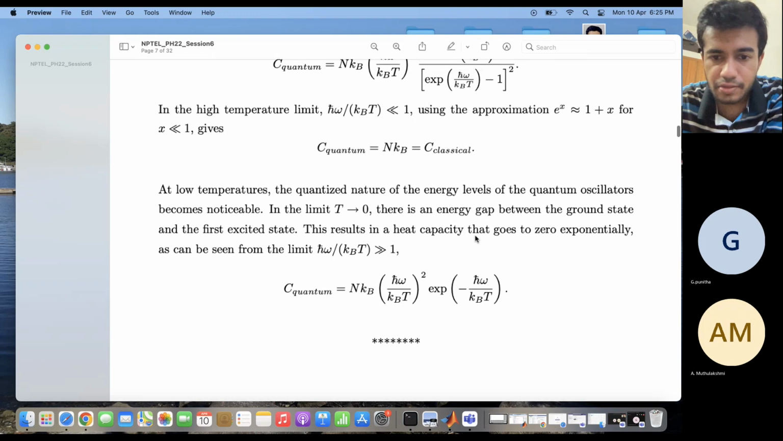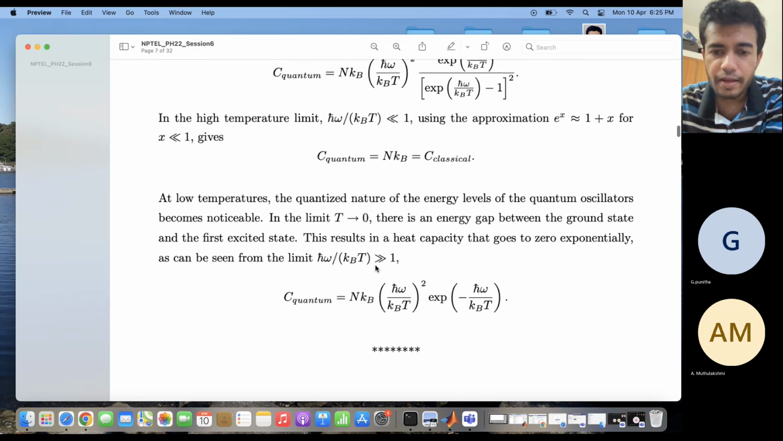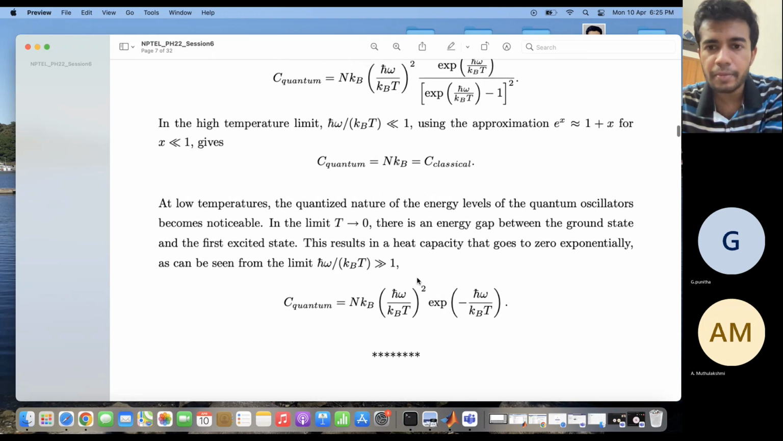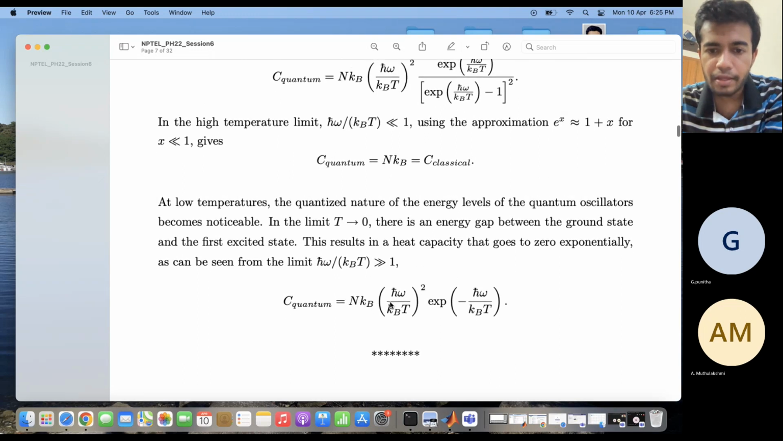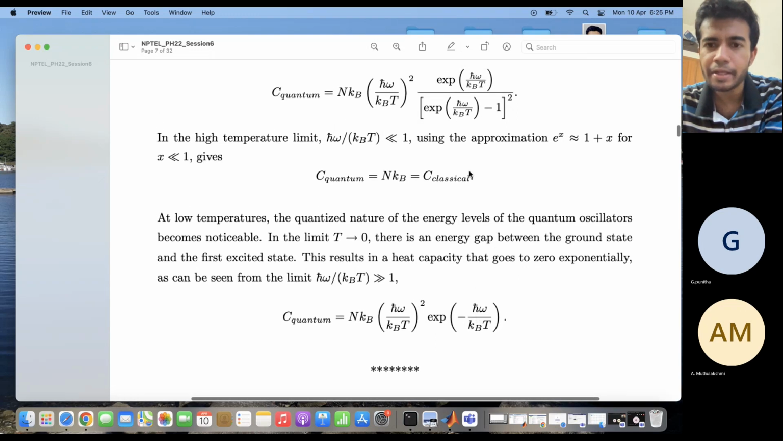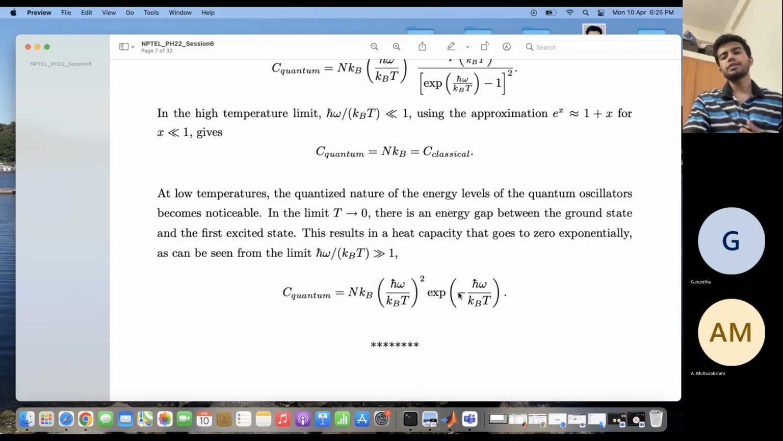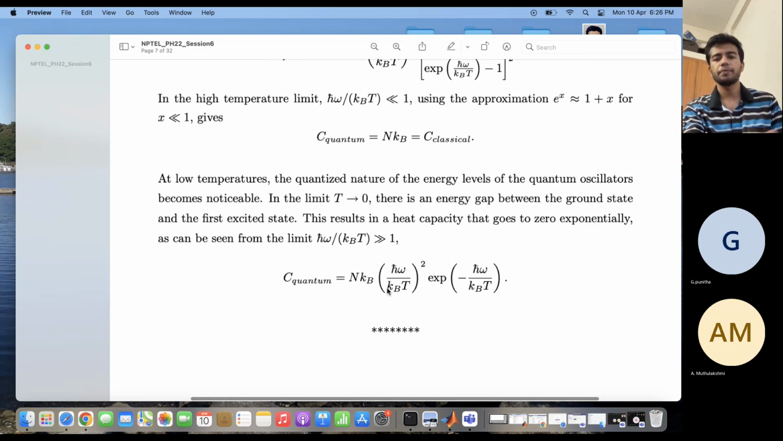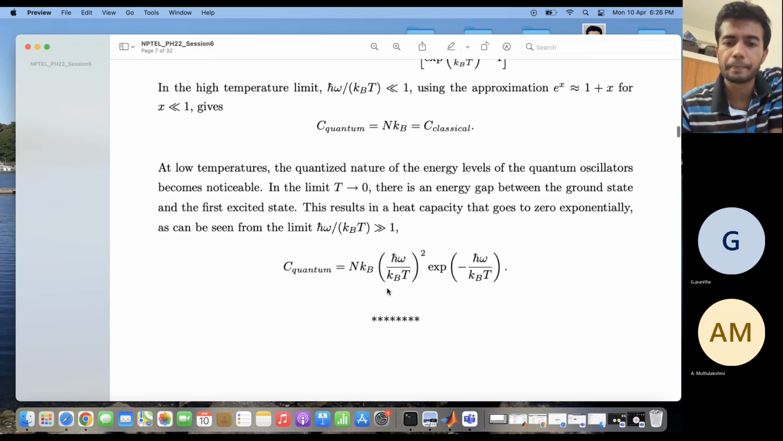So let's see what happens when T goes to zero. When T goes to zero, then the limit ħω by kBT is much greater than 1, right? So then the quantum heat capacity can be written as N kB (ħω by kBT) whole square into e to the power of minus ħω by kBT. Why? Because this quantity is basically e to the power ħω by kBT, whole square. That cancels out one factor from the top, and I get e to the power of minus ħω by kBT. So you see, in the T going to zero limit, the quantum heat capacity falls off exponentially fast. Right, and this is because there is a gap between the energy of the ground state and the first excited state.